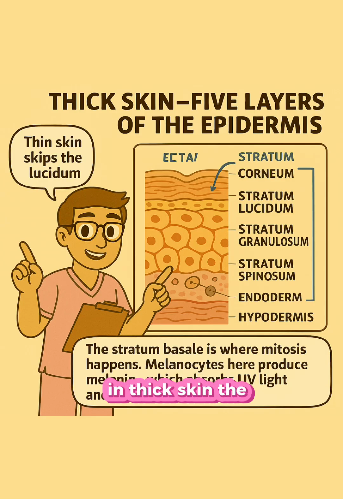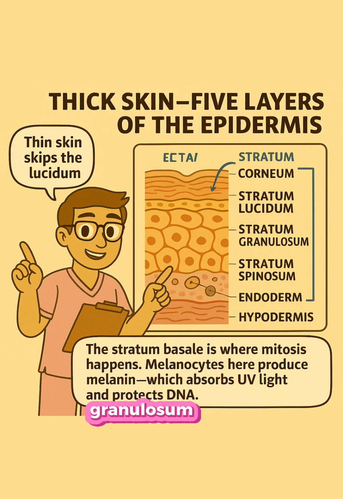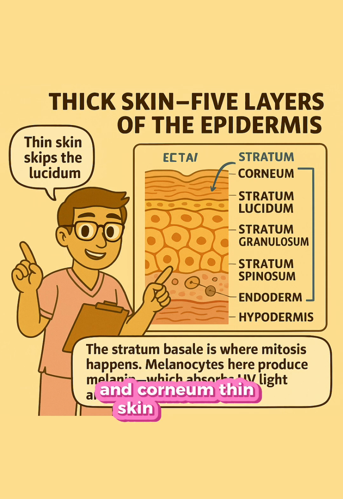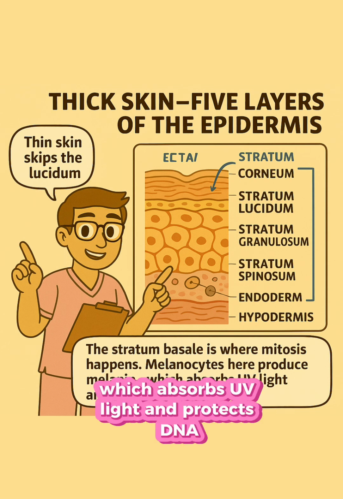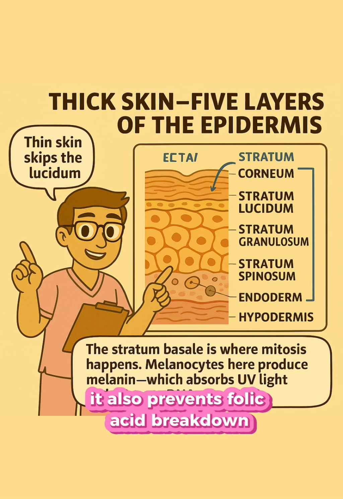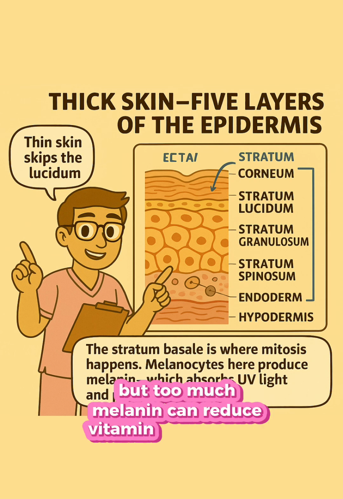In thick skin, the epidermis has 5 layers: basal, spinosum, granulosum, lucidum, and corneum. Thin skin skips the lucidum. The stratum basal is where mitosis happens. Melanocytes here produce melanin, which absorbs UV light and protects DNA. It also prevents folic acid breakdown, but too much melanin can reduce vitamin D production.